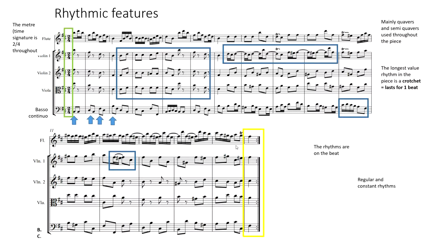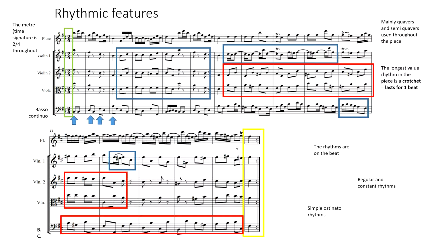We can also comment on the rhythms being regular and constant. We kind of know that these rhythms are not really going to change, and there's a certain pattern happening. And when we talk about patterns in music, quite often we can talk about the word ostinato. So ostinato means a repetition. Now, if we're looking at rhythmic ostinatos, we're looking at where there are patterns of rhythms that are repeating. What I've done at the moment is in red, I have highlighted where those rhythms are.